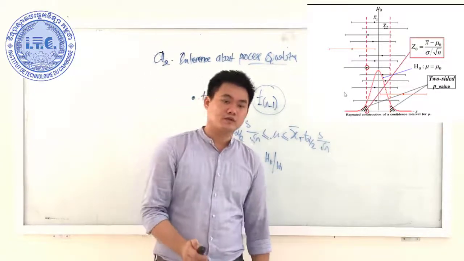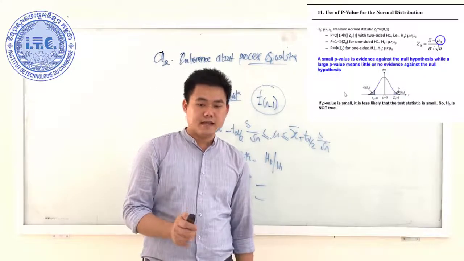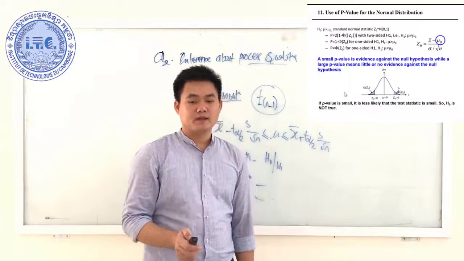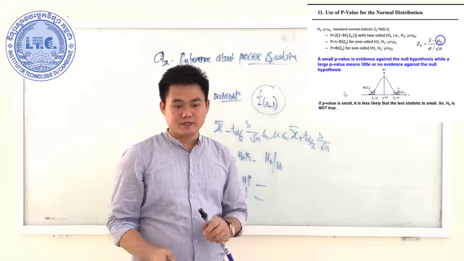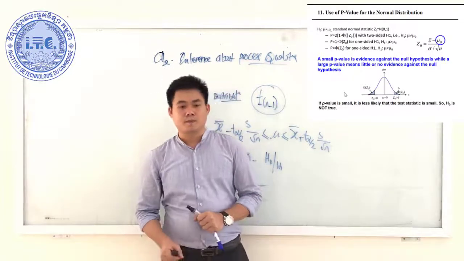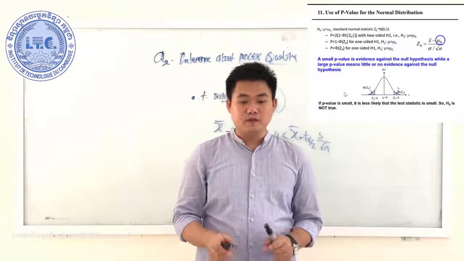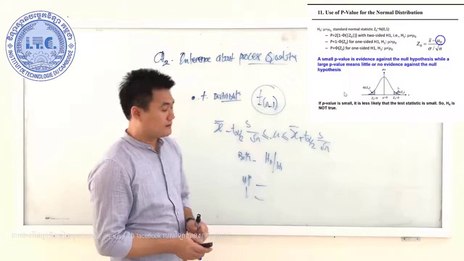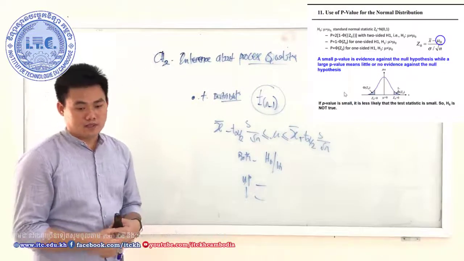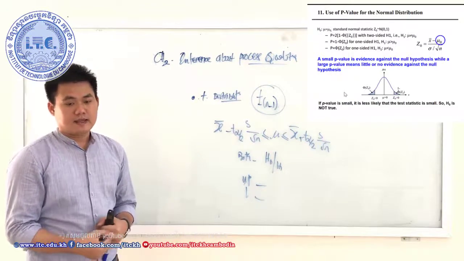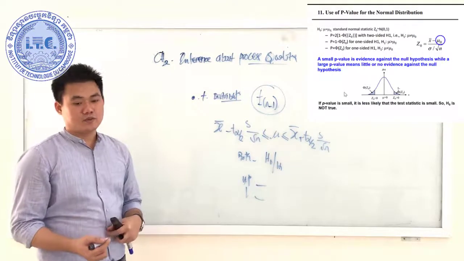This is x1, x2, 3, 4, 5, 6, 7. This is H0, and this is z from the normalization. This is the two sides. This is alpha significance from the lower side and upper side. This is the p, talking about the p value. If the p value is small, it is less likely that the test statistic is small, and H0 is not true.